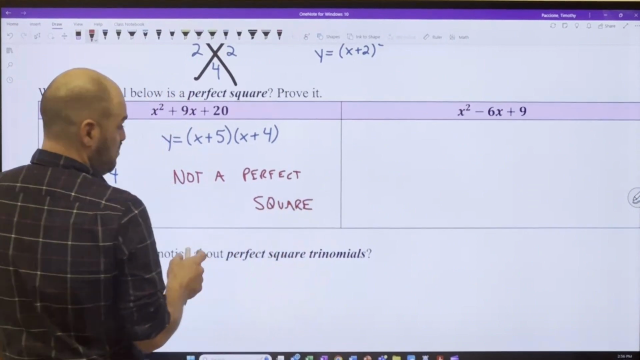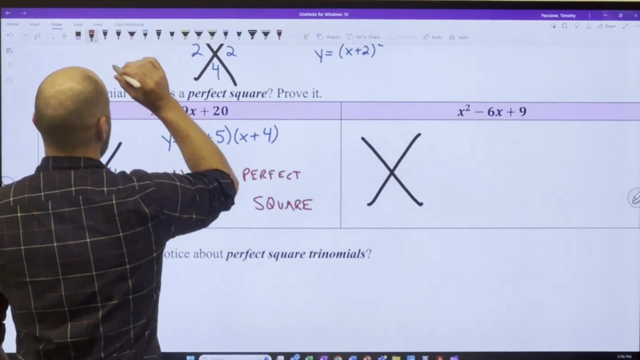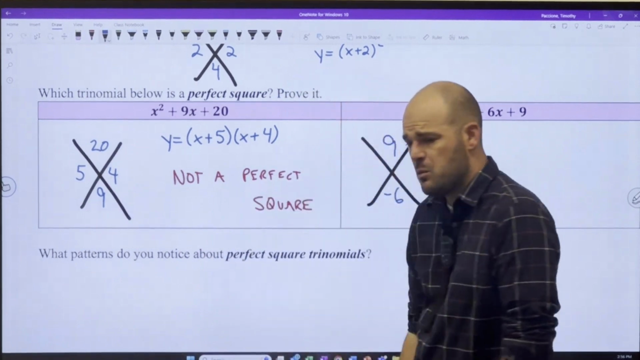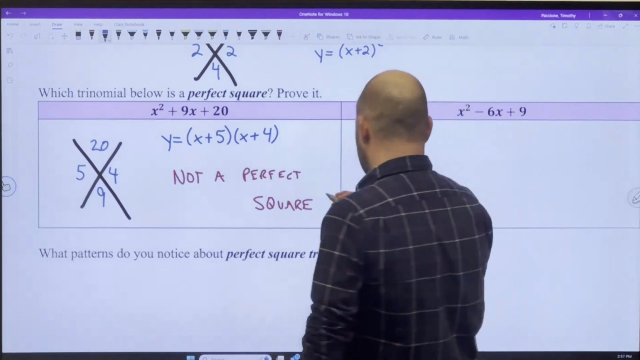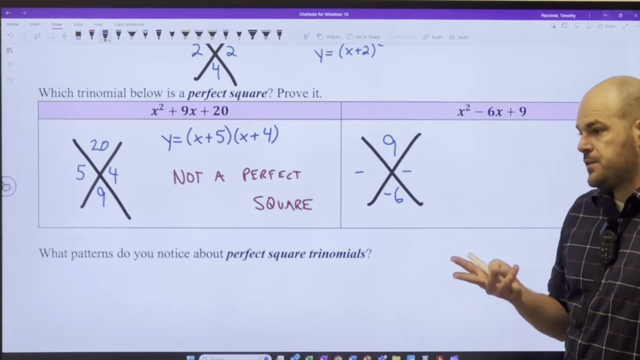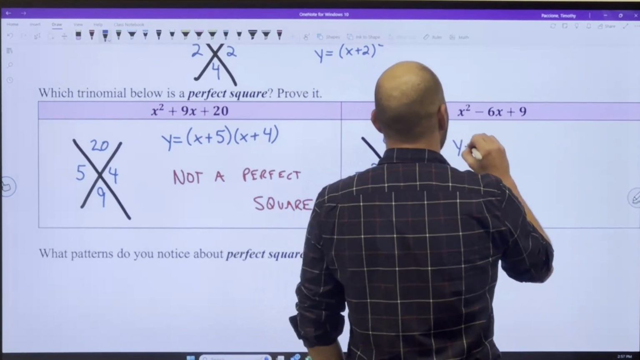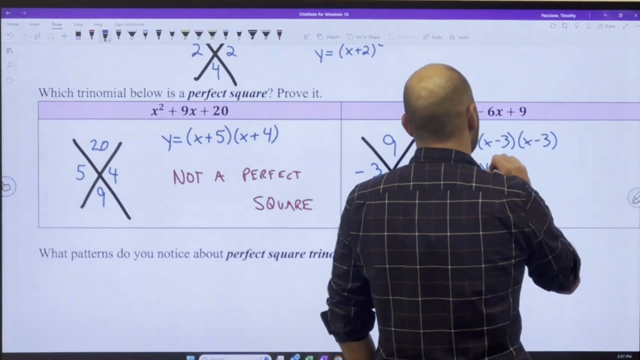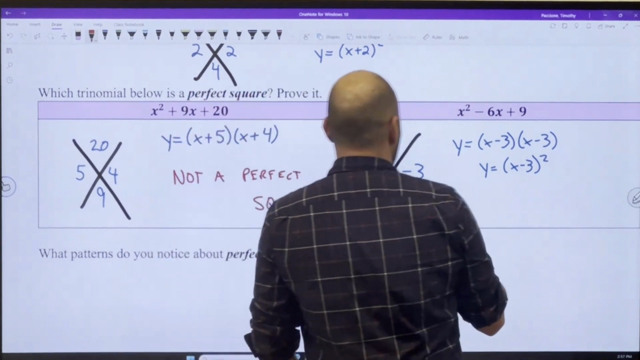This one over here, if you have 9 and minus 6, if you're multiplying to get a positive and you're adding to get a negative, they must both be negative. So two numbers that multiply to give me 9 and add to give me 6, 3 and 3. So I end up with y equals x minus 3 times x minus 3, which is x minus 3 squared, right? So that is a perfect square.